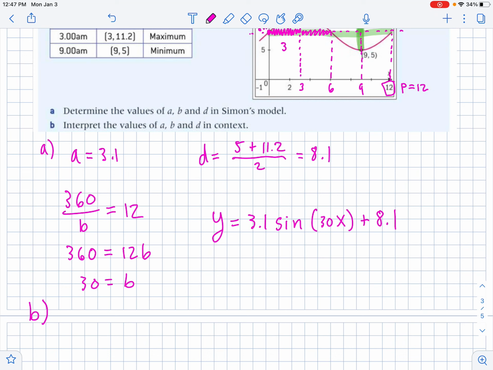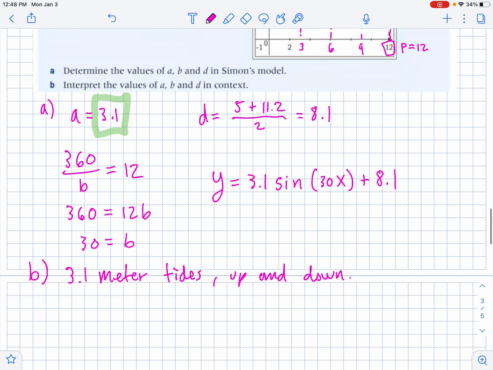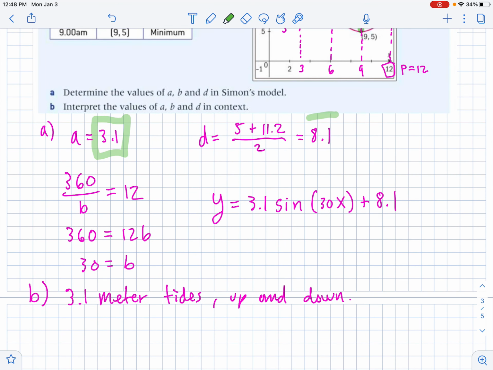The interpretations of what's happening with these waves, that means that these tides go up and down 3.1 meters. So 3.1 meter tides up and down. This number, 8.1, is your average tide.